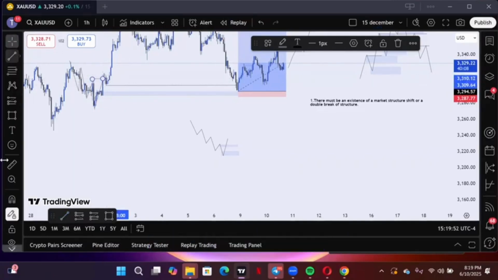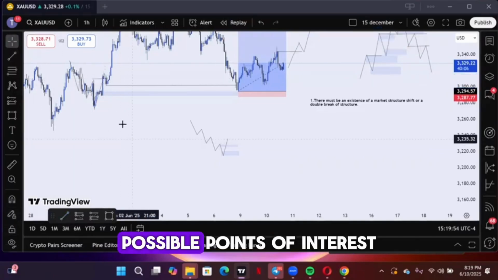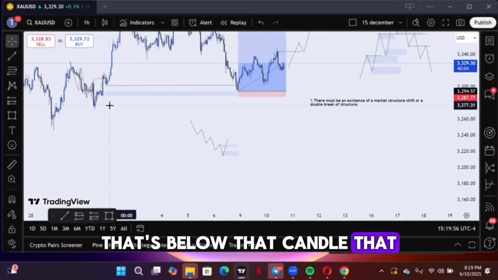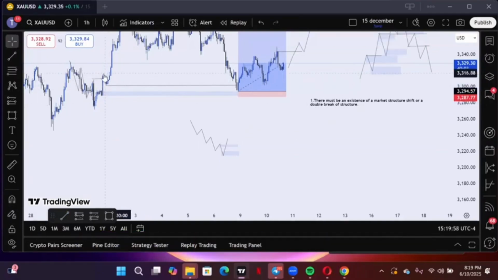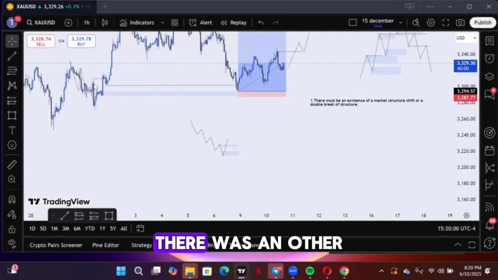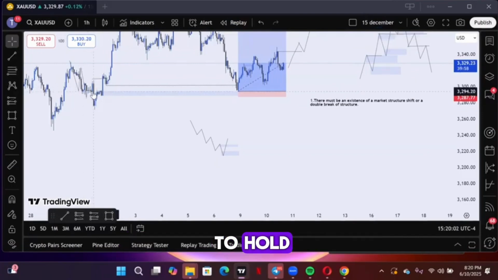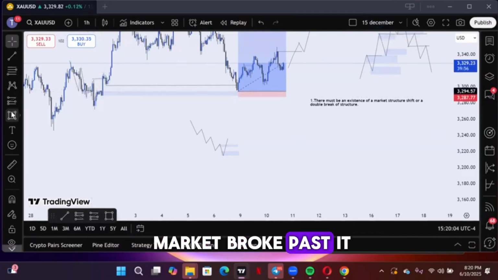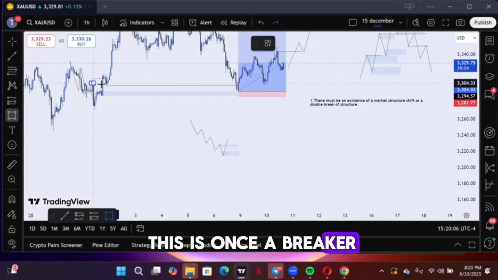So as it closed, I now have to look below it to see possible points of interest below that candle that closed the market structure shift. If I look down here, I can see there was an order block here that the market was supposed to hold, but it failed and the market broke past it. So it means that this is a breaker.